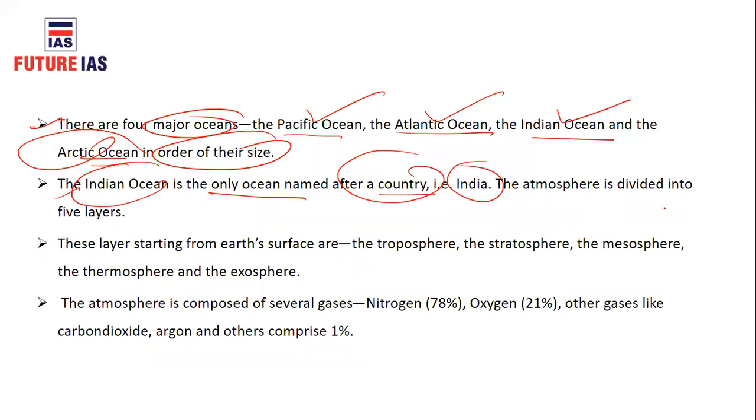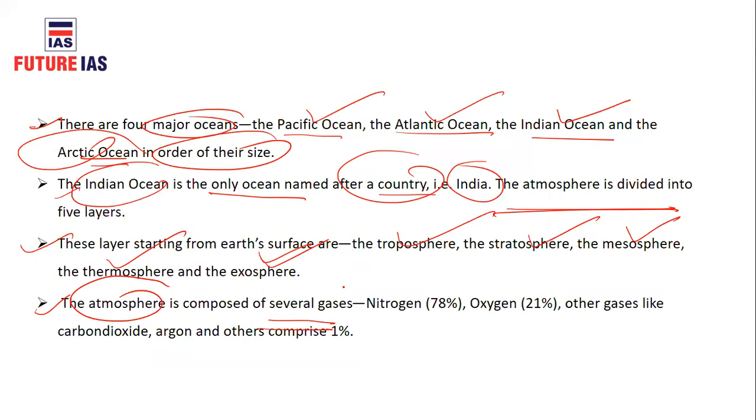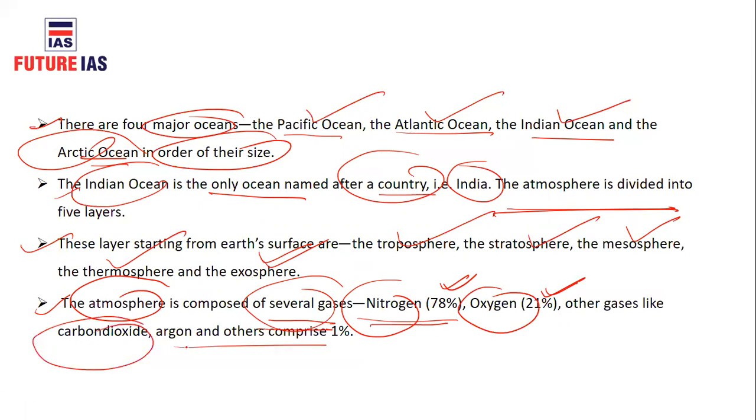And the atmosphere is divided into five layers that I told you: troposphere, stratosphere, mesosphere, thermosphere, and the exosphere. If you want to look into the composition of the atmosphere in terms of the percentage of gases, the highest percentage is nitrogen, which corresponds to 78%. Then you have oxygen, consisting of 21%, and other gases, for example carbon dioxide and inert gases like argon, neon, krypton, etc., making up the remaining 1%.